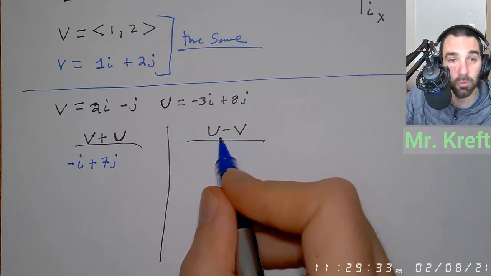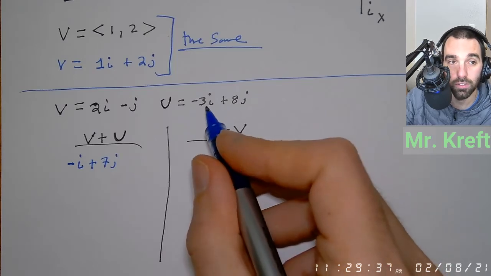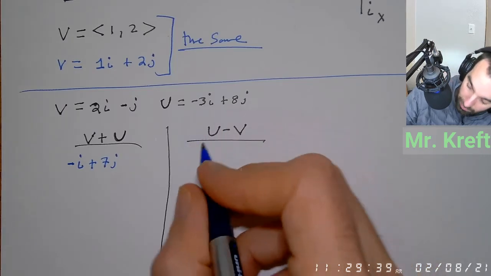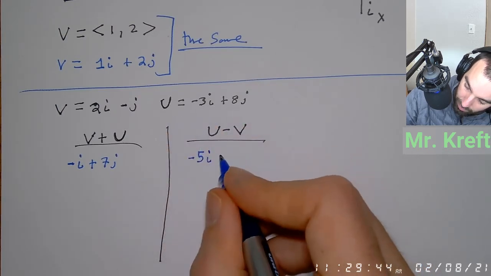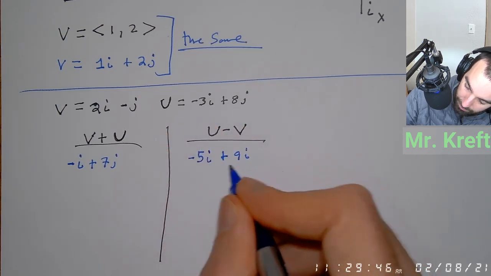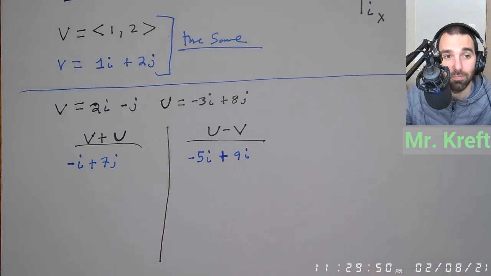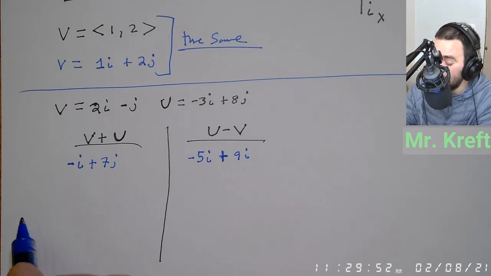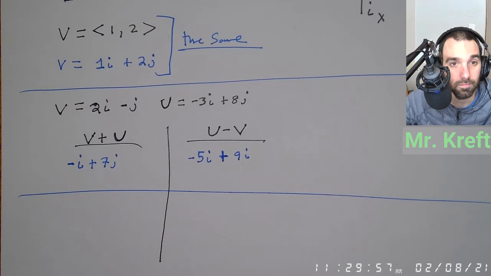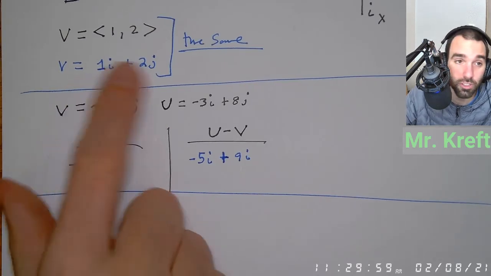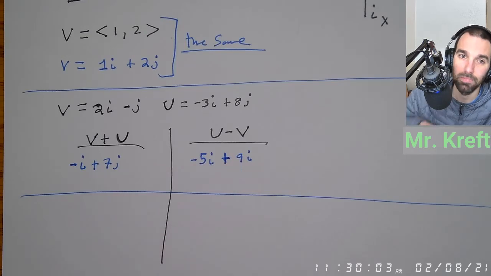So if I'm doing u minus v, remember with subtraction, that subtraction order matters. So we start here. So negative 3i minus 2, that's negative 5i. And then 8 minus a negative 1 is 9i, because we're getting rid of a negative, so we're getting more positive. All right. So with that, does anybody have any questions before we get into the new stuff? So again, just new notation, just practicing using that new notation.